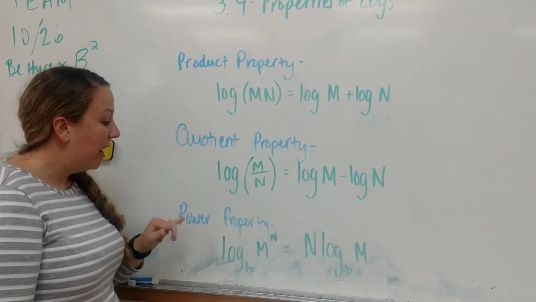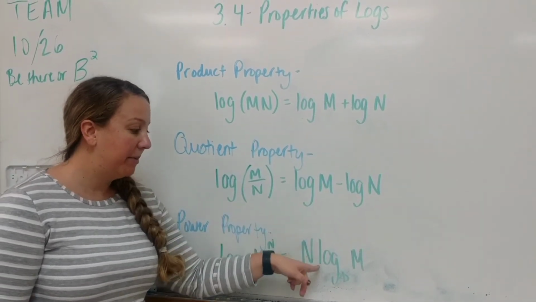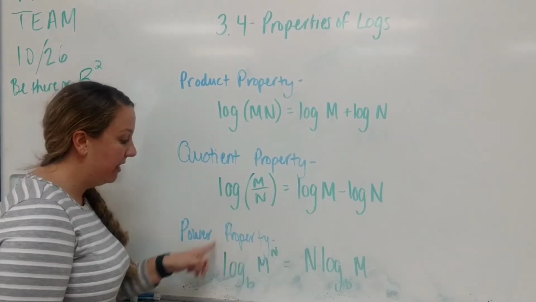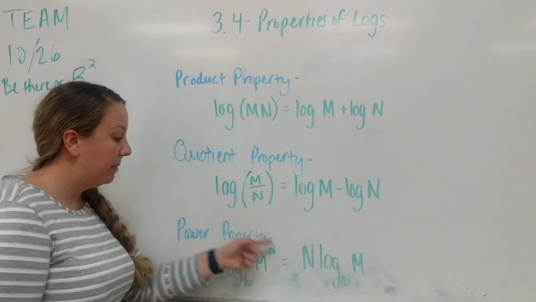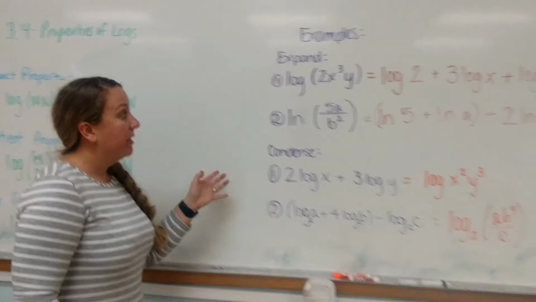And then your power property, which says log base b of m to the n is n times log base b of m. So this power gets brought down in the front and gets multiplied in front of the log when you expand. And then if there is a number out front, it becomes the exponent when you're condensing. So you have examples of each.